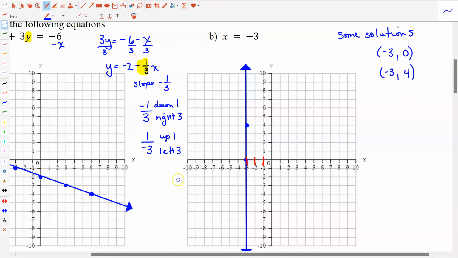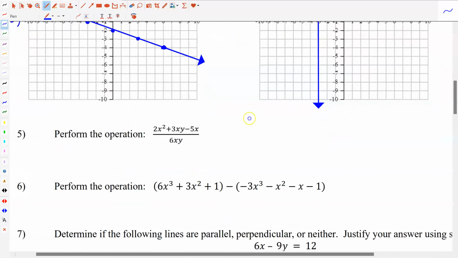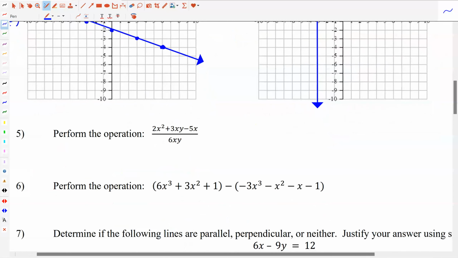Alright, let's take a look at a couple of other review problems. On the next one, we are asked to perform this operation: 2x squared plus 3xy minus 5x, all over, or divided by, 6xy. So in this case, we are dividing by a monomial. There is only a single term down here.